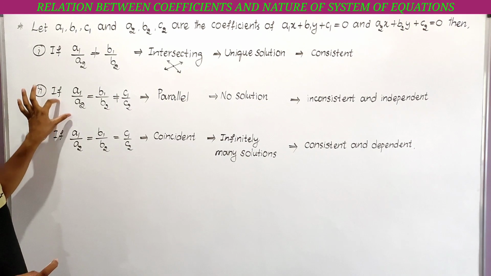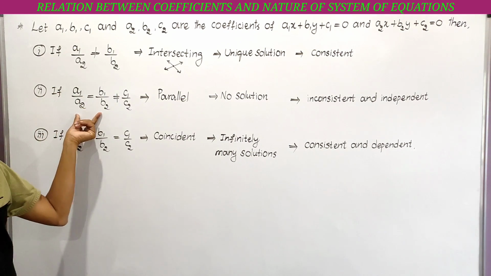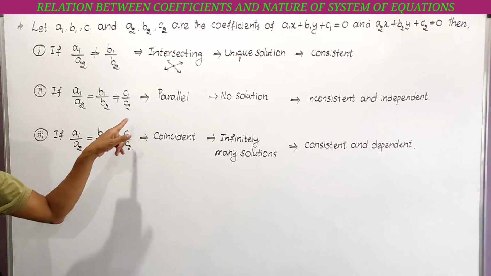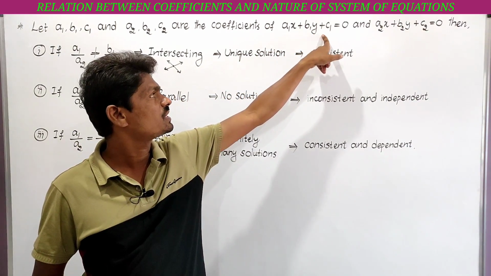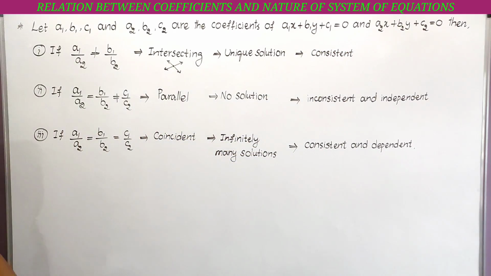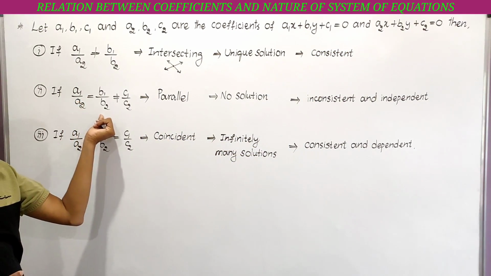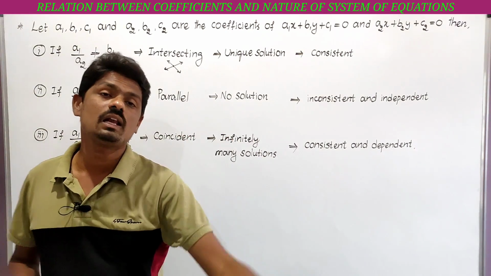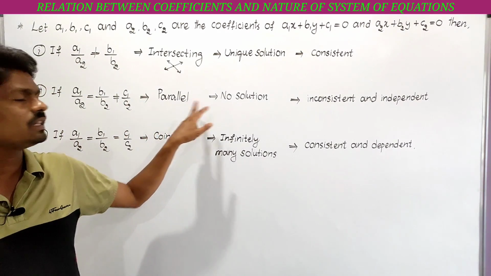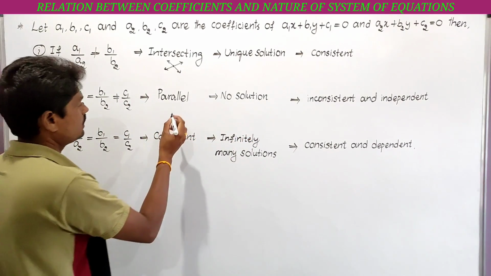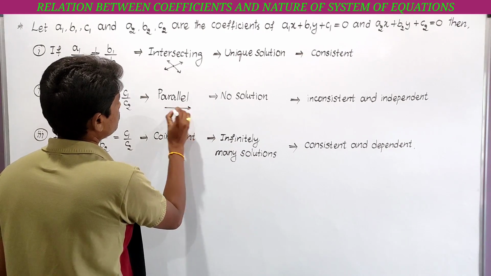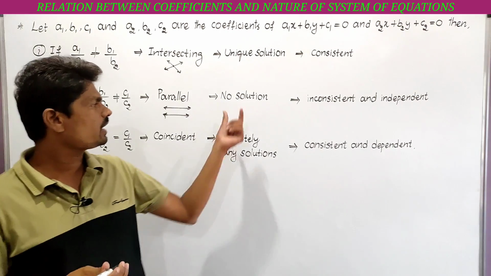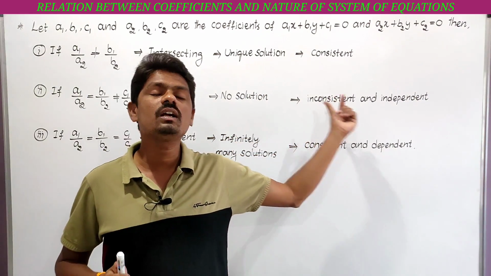Next, the second one: if a1 by a2 is equal to b1 by b2 but it is not equal to c1 by c2, where c1 is the constant in the first equation and c2 is the constant in the second equation, then they are called parallel lines. If the lines are parallel, there is no solution for parallel lines. See here, these are the parallel lines. So they have no solution. If they have no solution, we call them inconsistent.